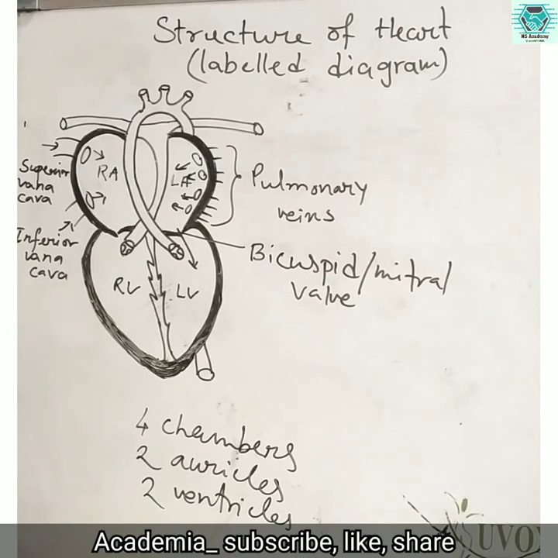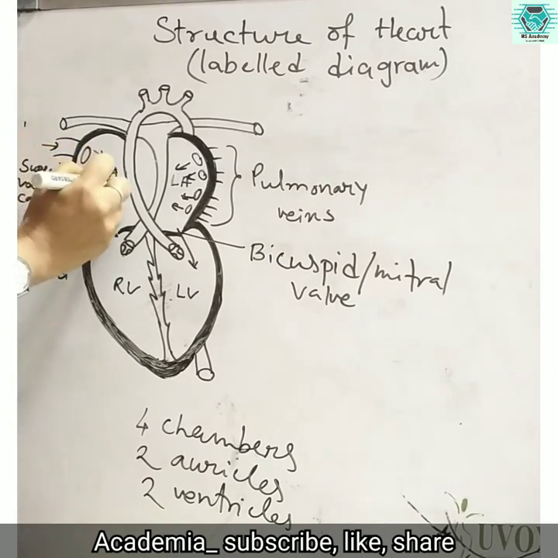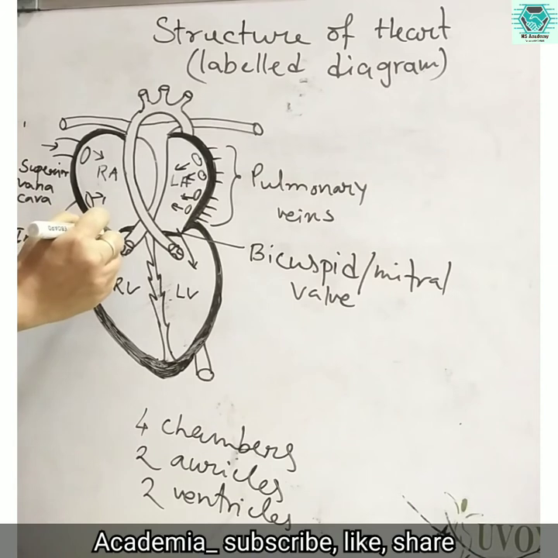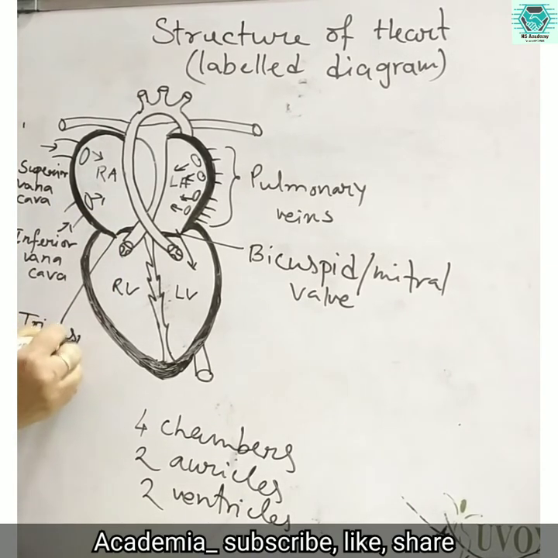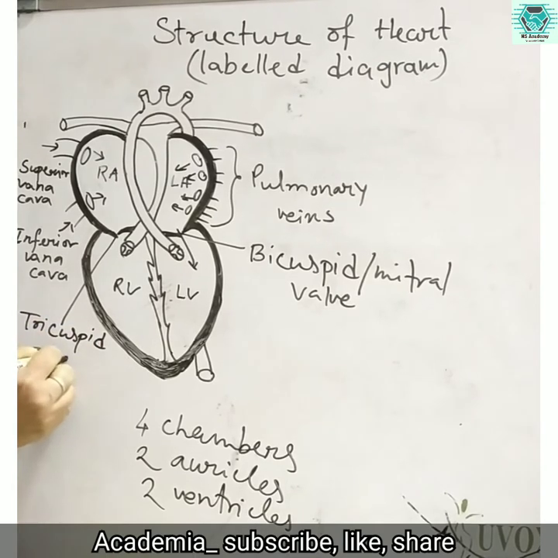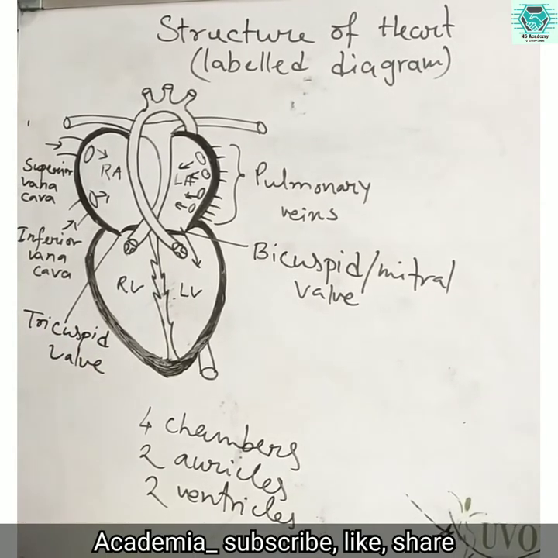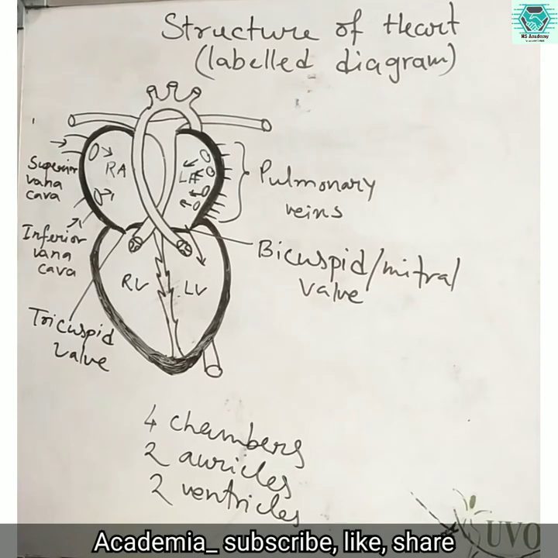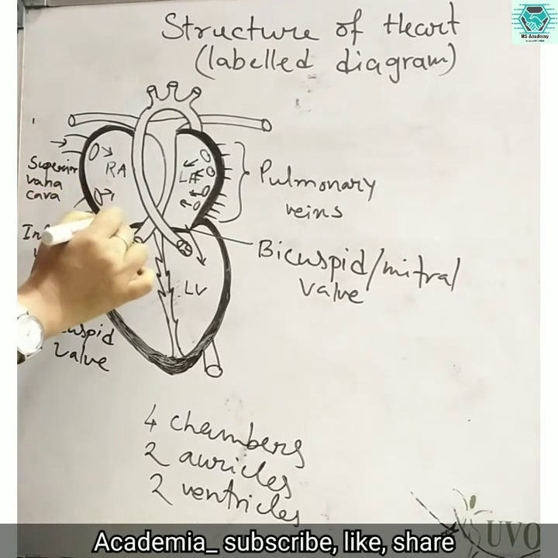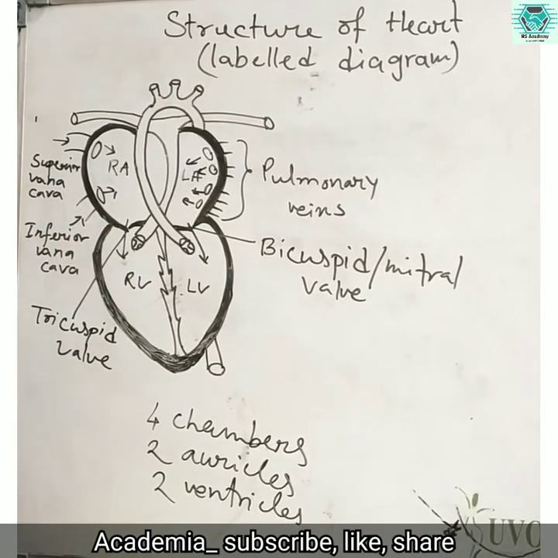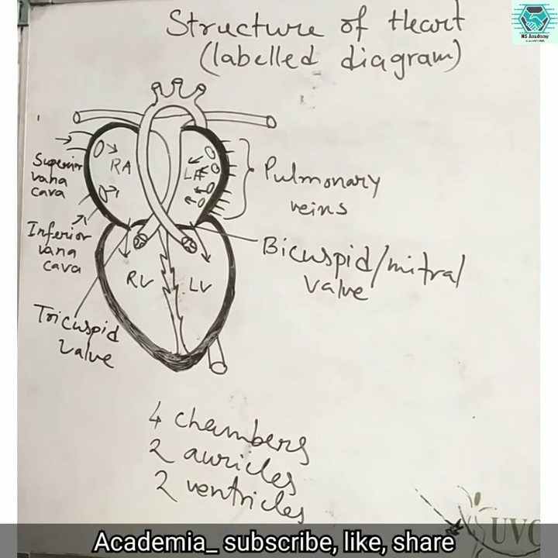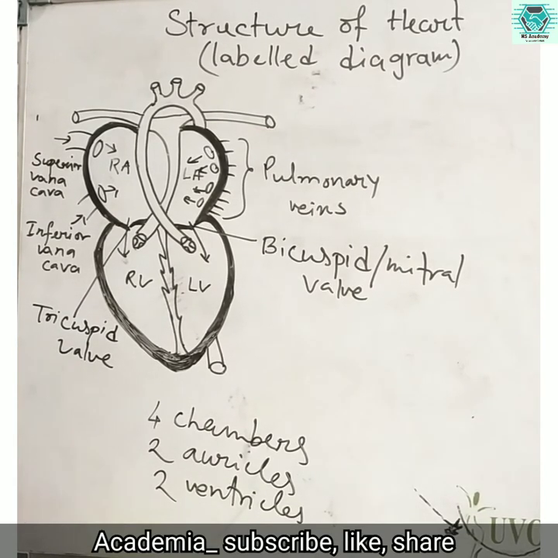And when the blood comes to the right auricle, here there is another valve which is called the tricuspid valve. So why is it called tricuspid? Because there are three cusps. So when the tricuspid valve opens, the blood can enter the right ventricle, and then the valve closes so that the backflow of the blood is restricted.